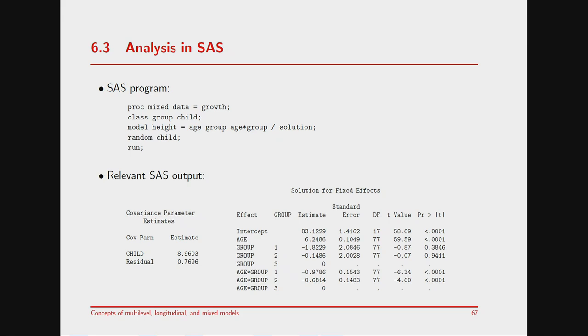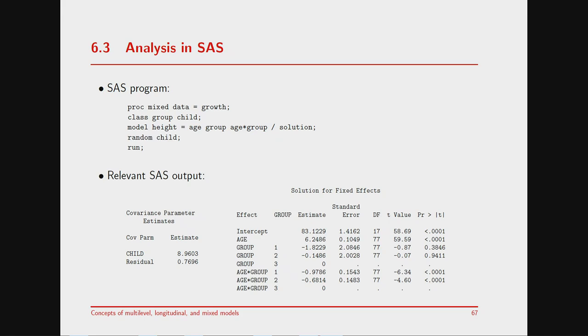So they're equivalent. It's just a reparameterization of the same model. That's what you're doing. And that's exactly what is now happening here in this table. So the overall intercept that you see there is actually the intercept of the third group. So the intercept in the third group is estimated to be 83. And the intercept in the first group would be 83 minus 1.8. And the intercept in the second group would be 83 minus 0.14.